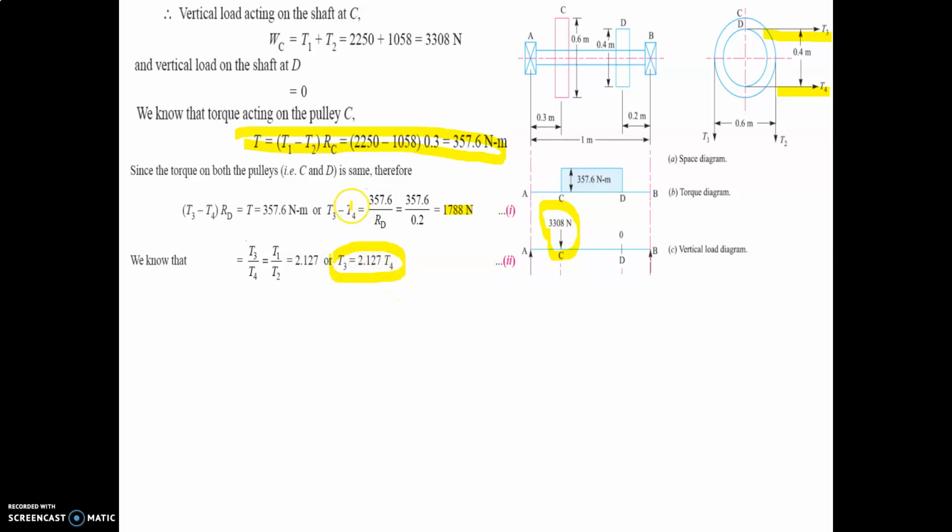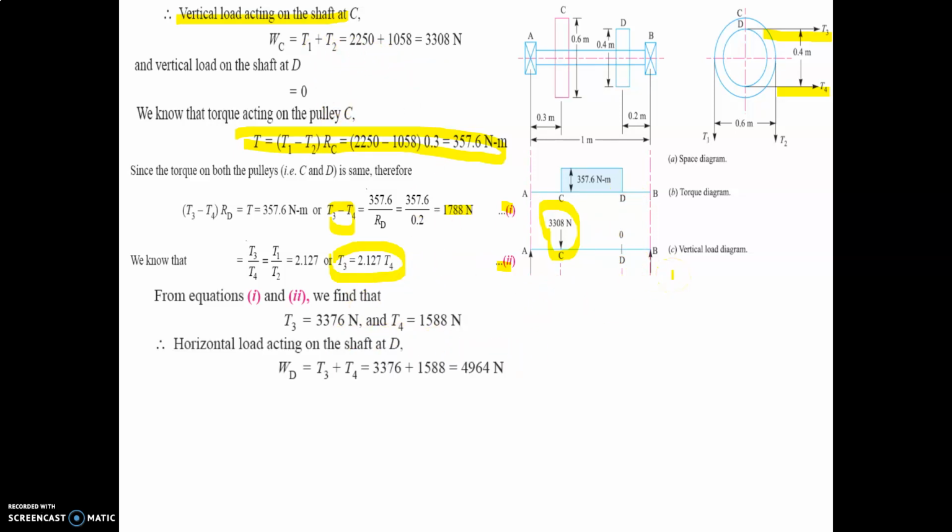2.127 times T4. Put this value here and we get a value. While solving these two equations, equation 1 and 2, you will get the values of T3 and T4 very easily. Now we have T3 and T4. Same thing applies here for the vertical load. Here no vertical load is acting, that's why the vertical load is 0 and only horizontal load is acting. That's why T3 plus T4 is the horizontal load.